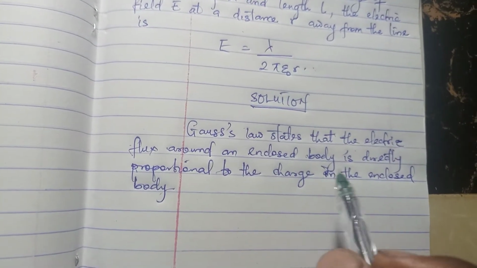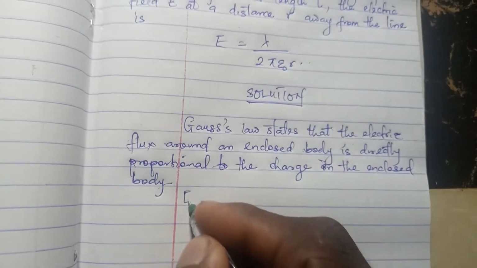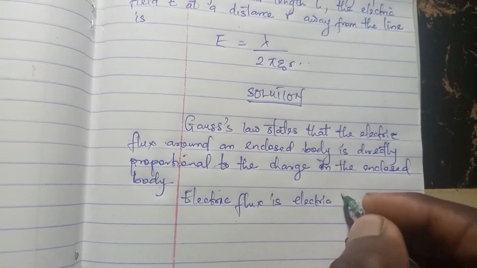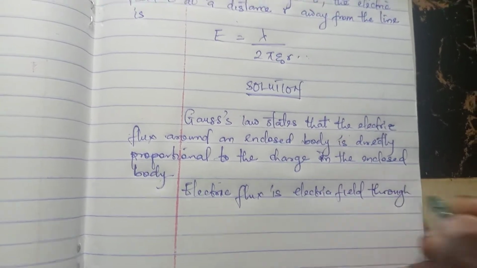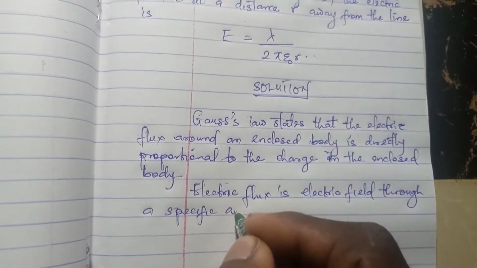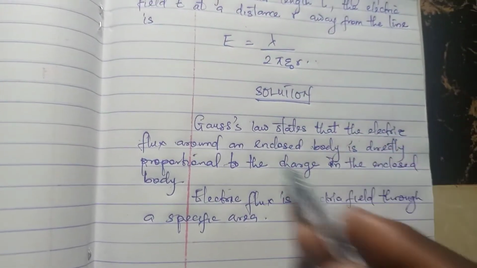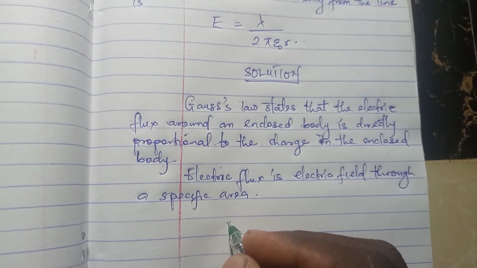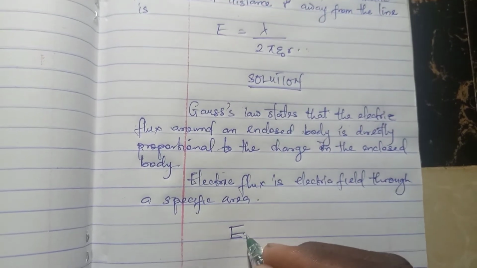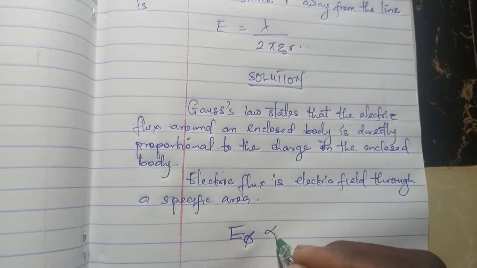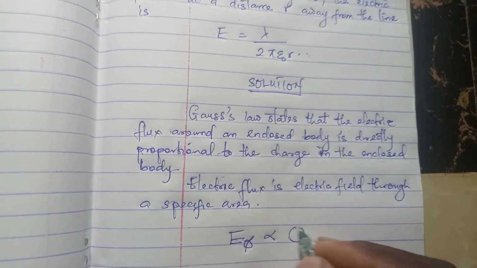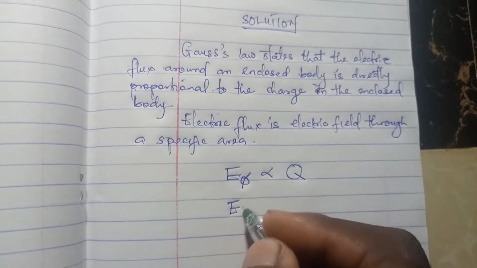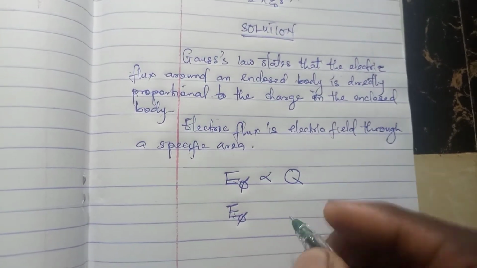But before I write the formula, I must explain what electric flux is. Electric flux is electric field through a specific area. So if I truly want to interpret this Gauss Law now, let me give electric flux a symbol. Let me say this is electric flux. I said it's directly proportional to what? Charge within the enclosed portion. So I'm not going to write it as electric flux, I'm just using this formula to represent it.